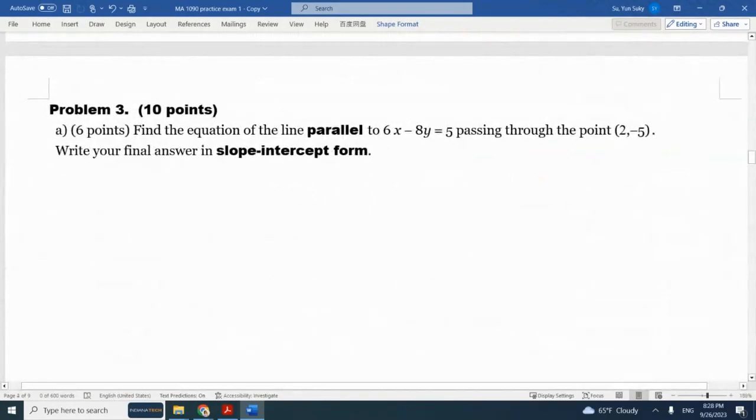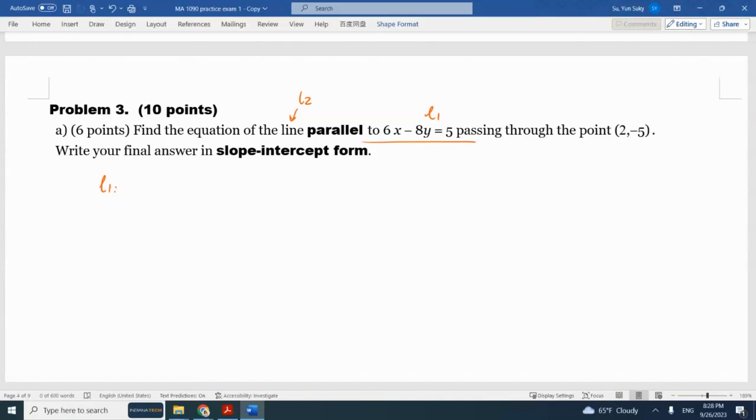Okay, problem 3. Find the equation of the line parallel to this line. So let's say this line is line number 1. We want to find the line number 2 that is parallel to line number 1 and passing through the point (2, -5). And write your final answer in the slope-intercept form.